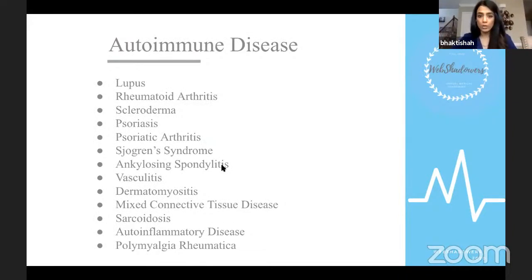These are some examples of autoimmune conditions. Some of them you may have heard of, some of them you may not have. This is obviously a very, very short list of some of the more common conditions that we do see. So this includes lupus, rheumatoid arthritis, scleroderma, psoriasis, and psoriatic arthritis, Sjogren's syndrome, ankylosing spondylitis, vasculitis, dermatomyositis, and along with that is polymyositis, mixed connective tissue disease, sarcoidosis, polymyalgia rheumatica, and autoinflammatory conditions. Very abbreviated list, but these are, again, an example of a few of the things that I treat on a daily basis as a rheumatologist.